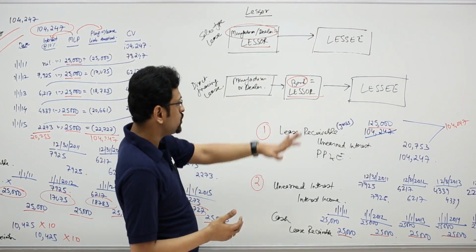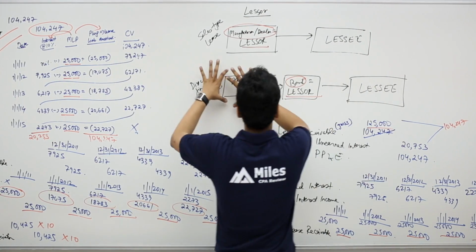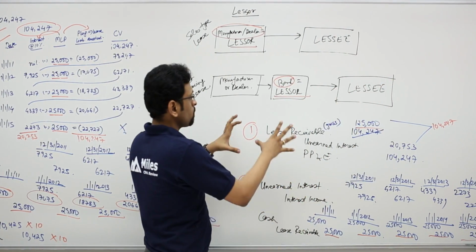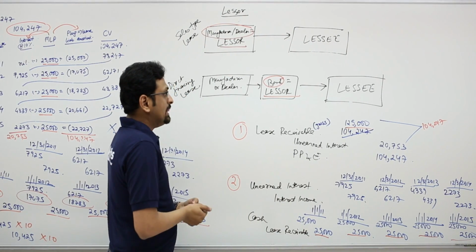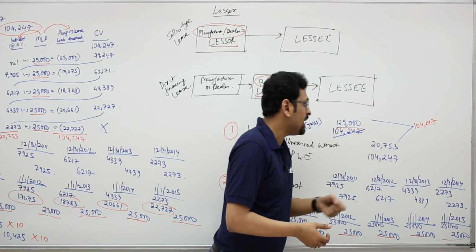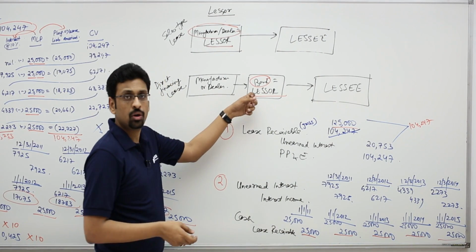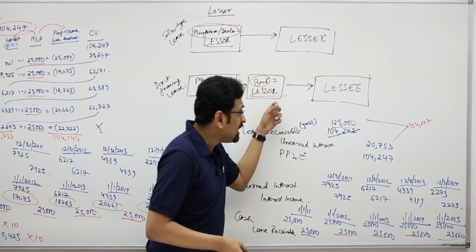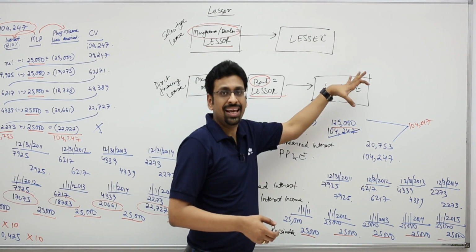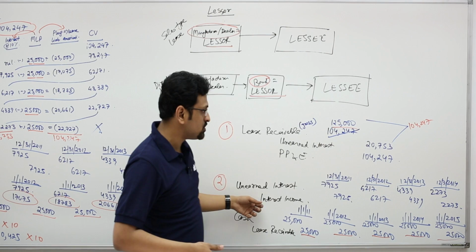Now the numbers that I've shown you here, I have done a direct financing lease out here. What I've tried to tell you is the PP&E was at 104,247 on the books of the lessor. And when the lessor leased out the PP&E to the lessee, it only had interest income.